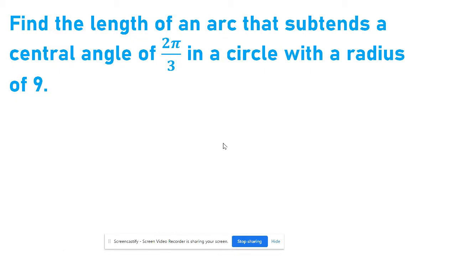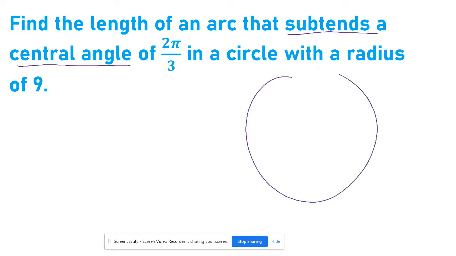All right, this one here does not give us a picture. It says find the length of an arc that subtends. So that's an interesting word we're going to talk about here. A central angle of 2 pi over 3 in a circle with a radius of 9. So what I want to do is draw a circle with a radius of 9. That's probably a little too long for a radius, but we're going to go with it.